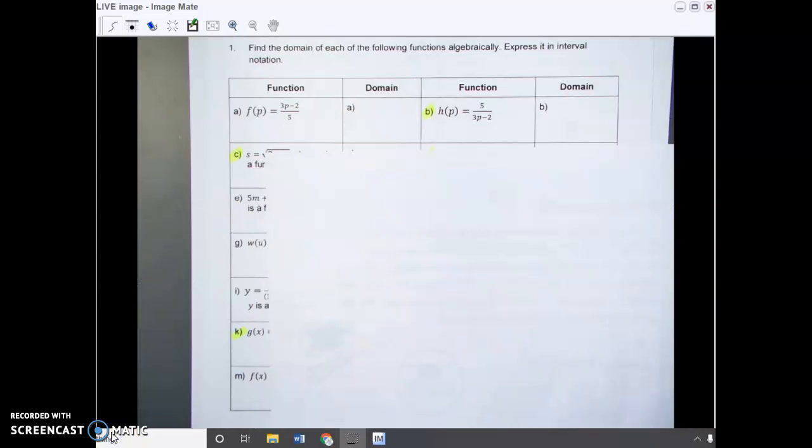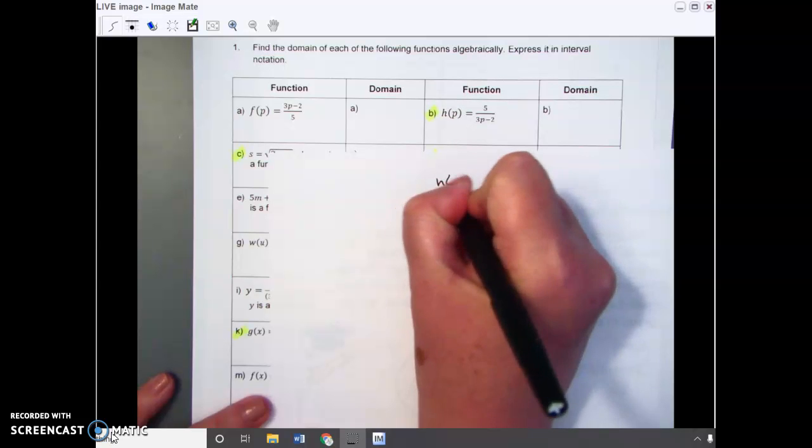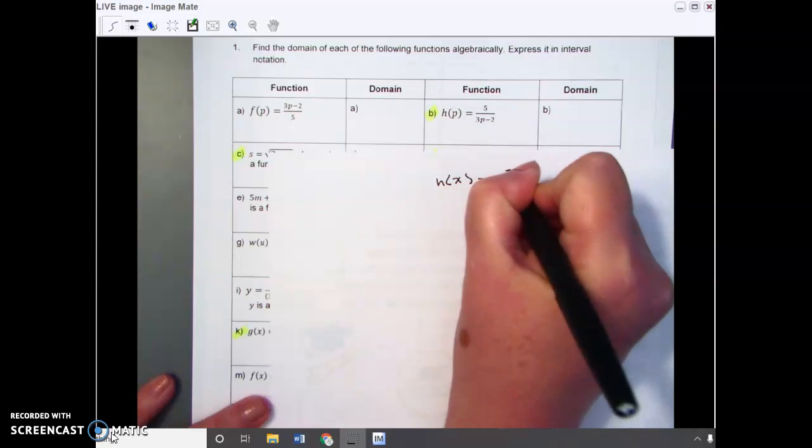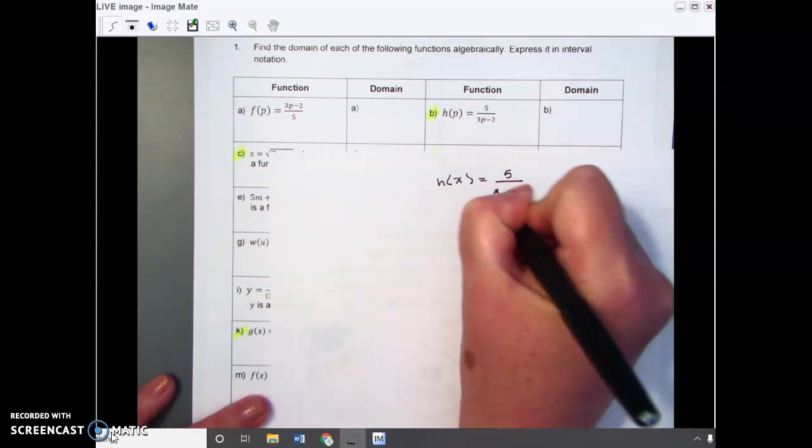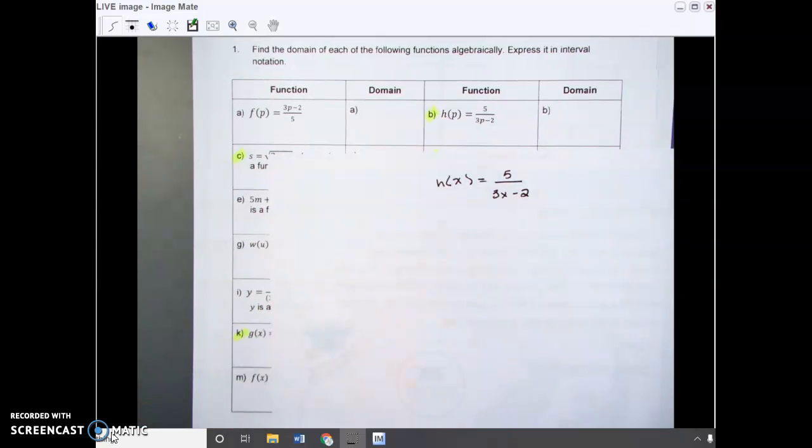So the next problem that we're going to look at is b. And so we've got the function h of p is equal to 5 over 3p minus 2. So if we want to put this in terms of x and y, where x is typically our domain, we're saying h of x is equal to 5 over 3x minus 2. And so then what is giving me the issue in terms of messing up my domain?